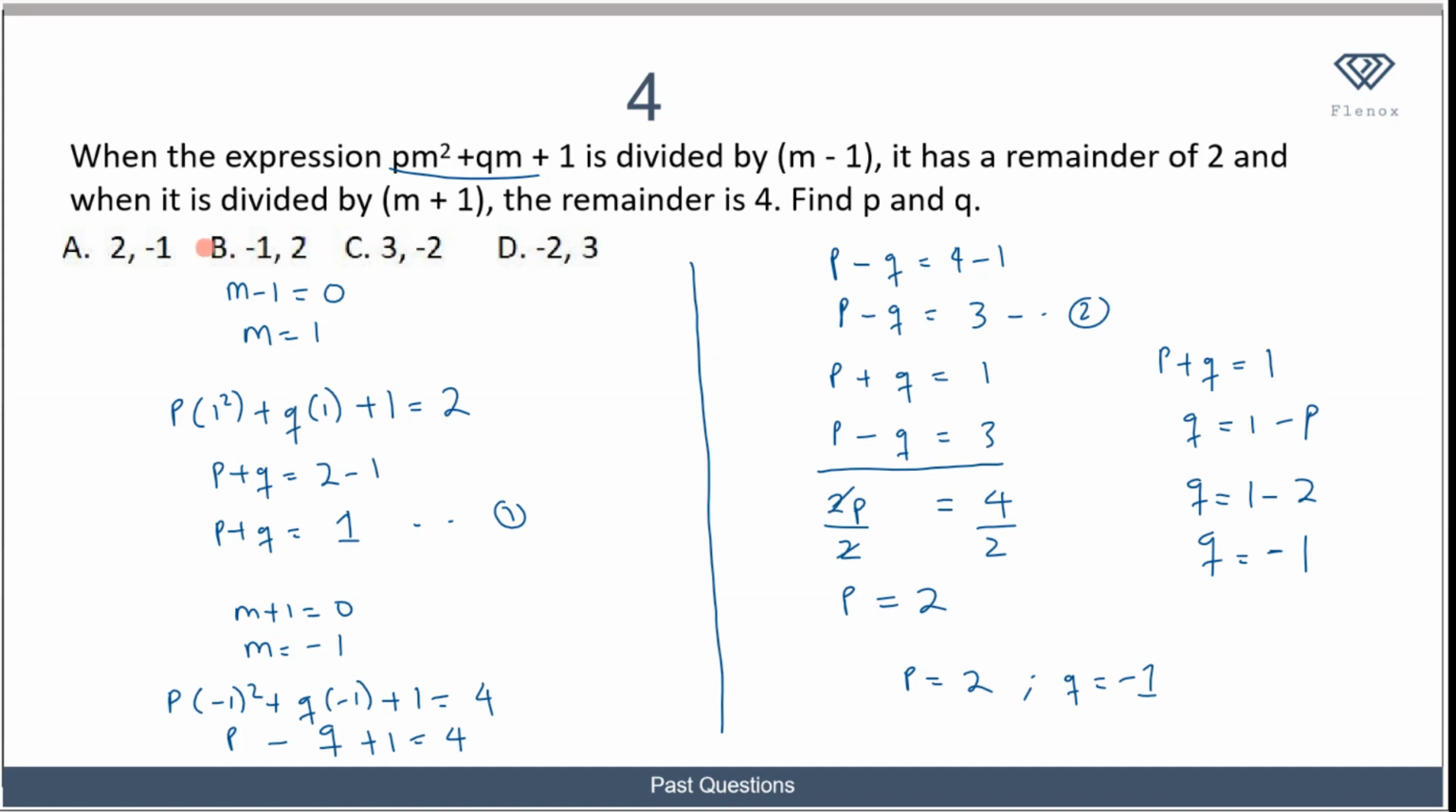And what option corresponds to that? A. So you should be careful, because if the question had read find q and p respectively, then you know that this option would come first before this. So the answer would have been B. So you make sure that you read the question properly, so you know the order in which your answer is to appear. So in this case, the answer is A and not B. So let's move on to the next question.